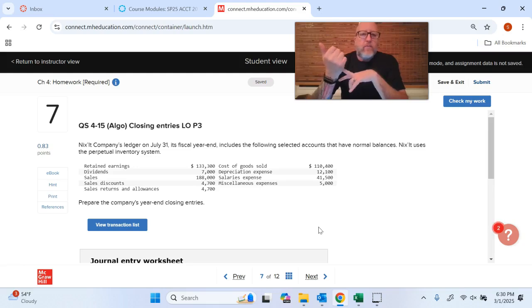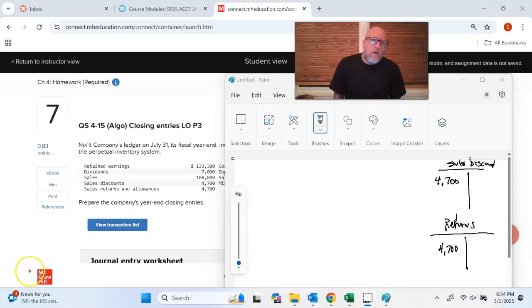And we covered that in chapter 3. Sales we're going to close out, and then sales discounts, sales returns. Those are two new accounts that we do want to close out. And again, those are contra sales accounts, so they typically have a debit balance.